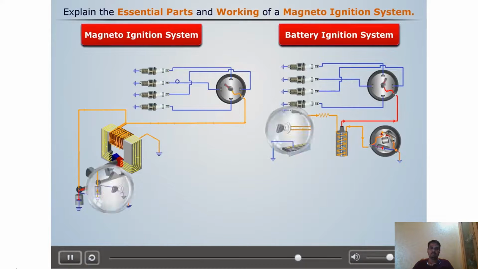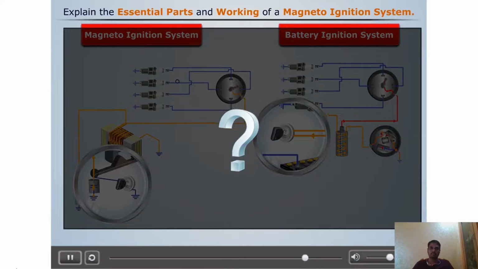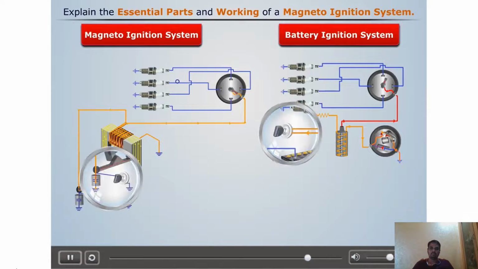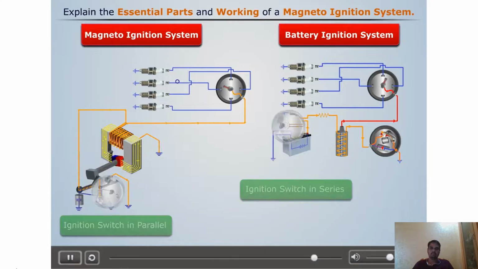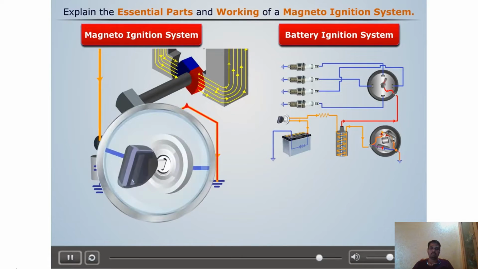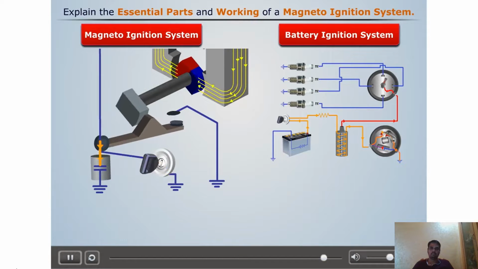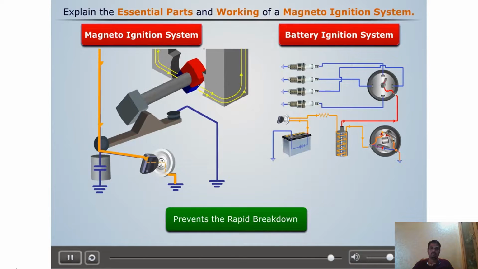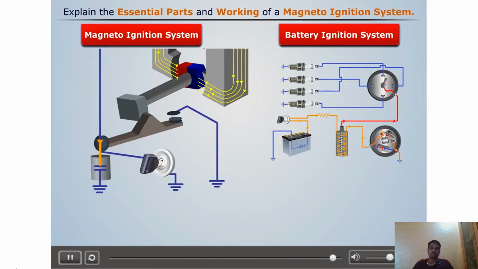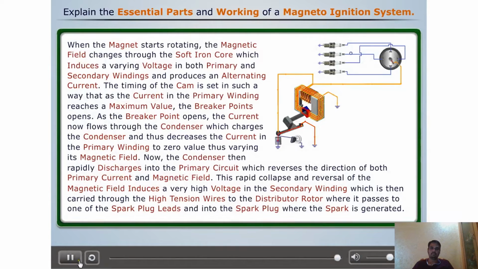Now, did you notice the difference in the locations of the ignition switch in both the ignition systems? We can see that in the magneto ignition system, the ignition switch is not connected in series with the primary circuit, but in parallel to the condenser. This is because in the magneto ignition system, the ignition switch is closed to stop the engine. As the ignition switch is closed, the primary circuit gets short-circuited, which prevents the rapid breakdown in the magnetic field and thus prevents the high voltage from being induced in the secondary circuit. Now let's summarize the working of the magneto ignition system.